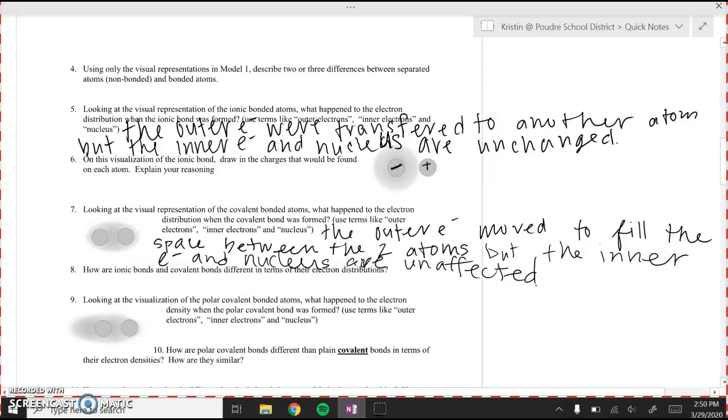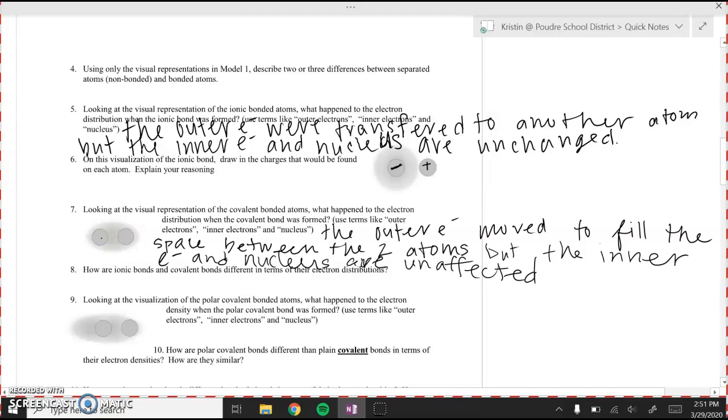Number 8, how are ionic bonds and covalent bonds different in terms of electron distribution? So in the covalent bond, most of the electrons are distributed between the two atoms, and in the ionic bond, most of the electrons are distributed on only one of the two atoms. So that's the difference between those two.